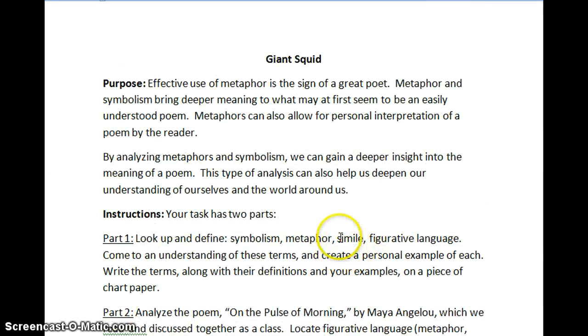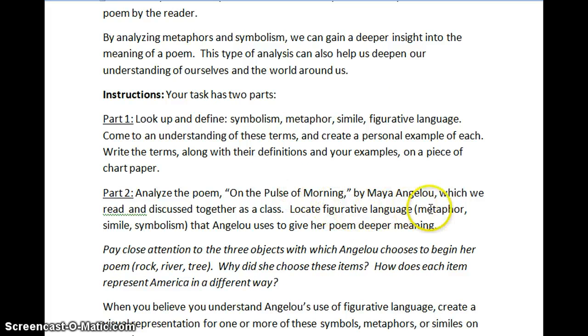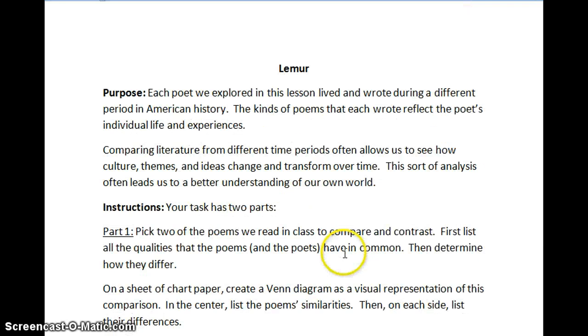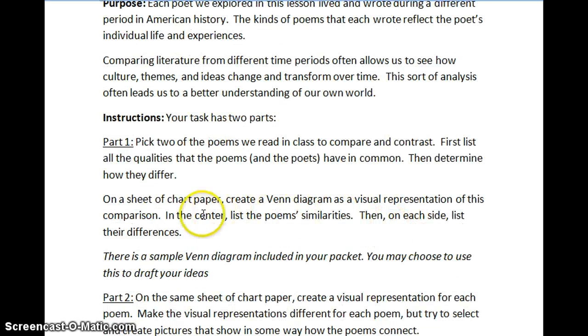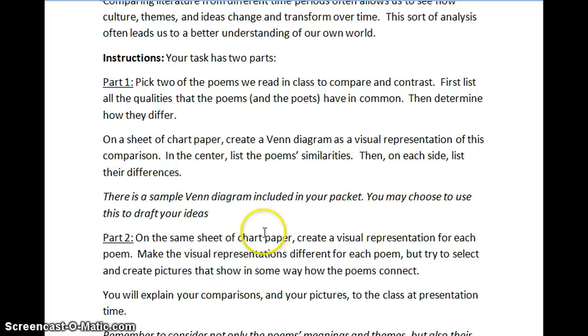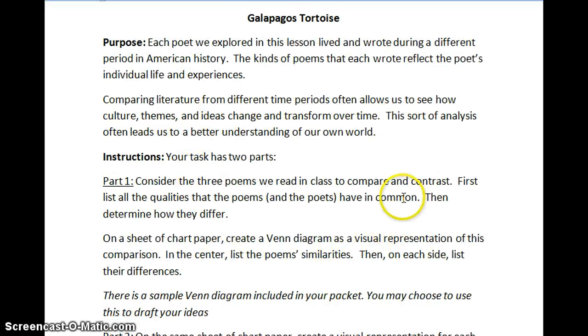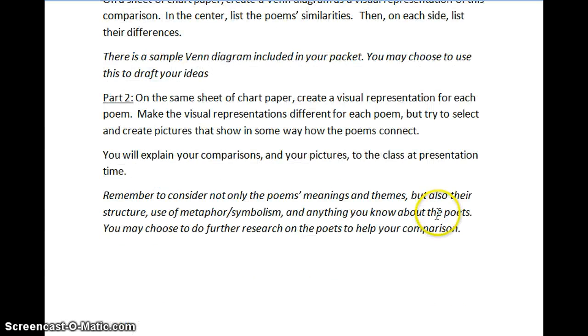One level up, the giant squid group will be defining some terminology here related to poetry and creating personal examples, and then analyzing one poem and trying to find at least an example of figurative language in the poem, which they then illustrate. Next up here, this is a little bit of a synthesis, asking the students to create a Venn diagram using 2 of the poems, and once again create a visual representation for the poem, but the Venn diagram a little bit more difficult. The next one up is the same, except they're asked to use all 3 of the poems to Venn diagram all 3 of the analyzed poems, and once again a picture.